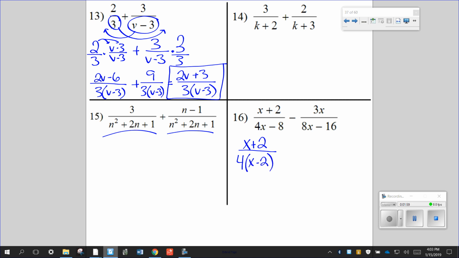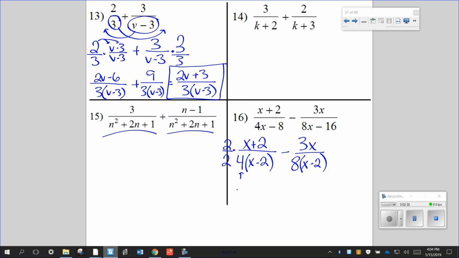So in the first one, we can factor out a 4. And what can we factor out of the second one? We can factor out an 8, right? And that leaves us with x minus 2. Okay, so we have 4 times x minus 2 and 8 times x minus 2. So if I multiply this 4 by 2, I'll have exactly the same denominator. So that means I need to multiply this first fraction by 2 over 2.